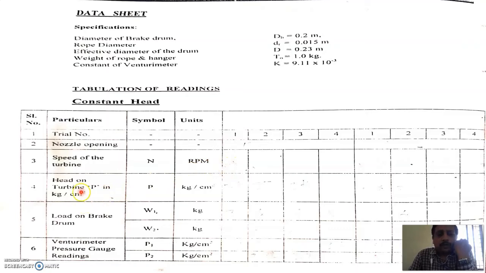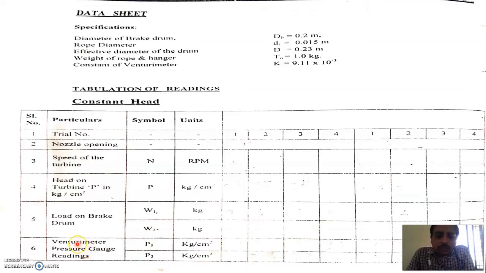Next, we note the head on the turbine, P. There is a pressure gauge which measures the head on the turbine in kg per centimeter square. Then the load on the turbine drum: we put loads like 3 kg, 5 kg and 7 kg, which we need to note down as W1 and W2 also. There are two types of loads over there.